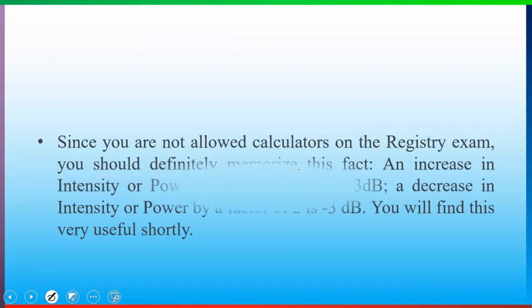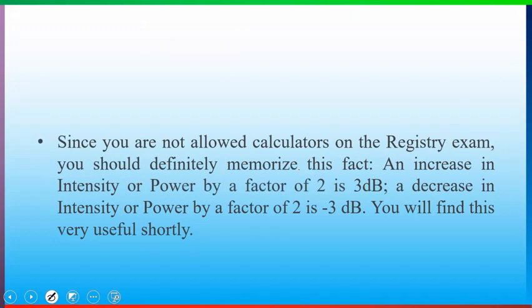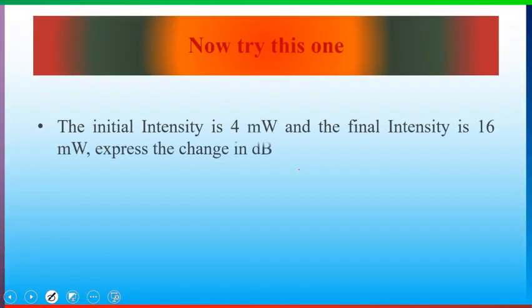Now there is another example. Since you are not allowed to use a calculator, right? So now try this one. The initial intensity is 4 milliwatt and the final intensity is 16 milliwatt. This is a little bit tricky question, right?